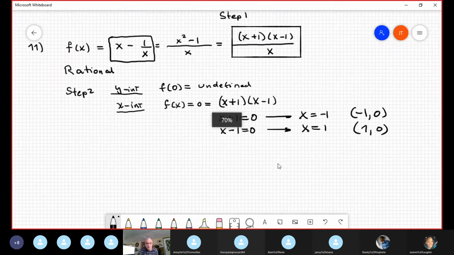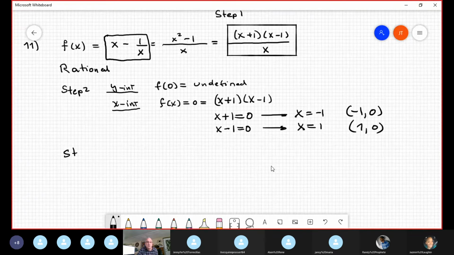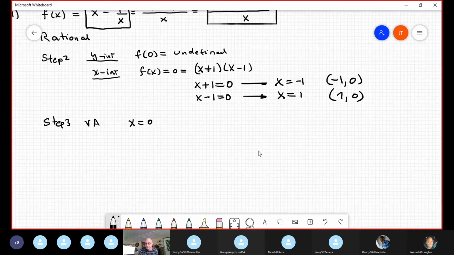Okay, one more important step: vertical asymptote. For the vertical asymptote you take the polynomial in the bottom, which is just x, equal to 0. And that's it. After the simplification, the potential holes: we have no hole, okay? Super.